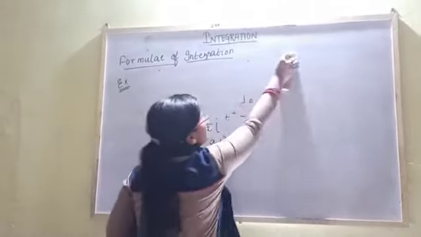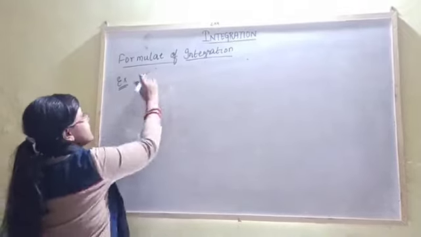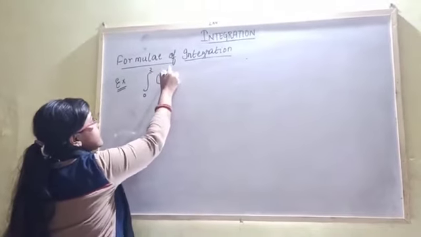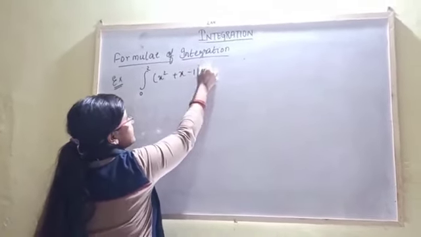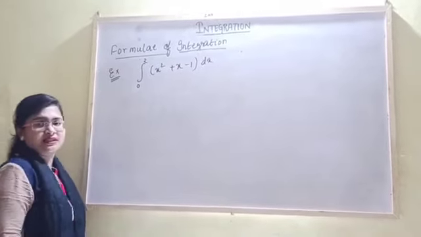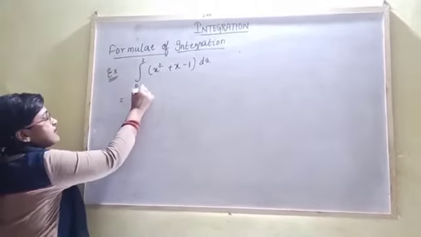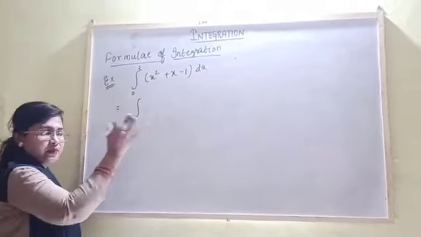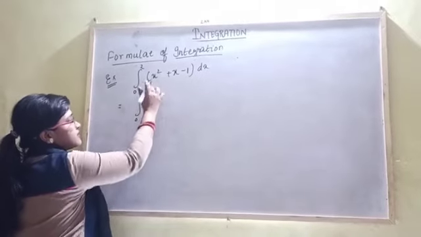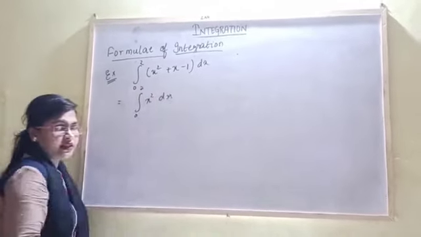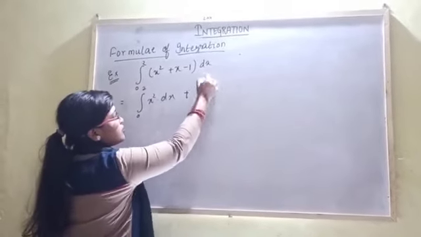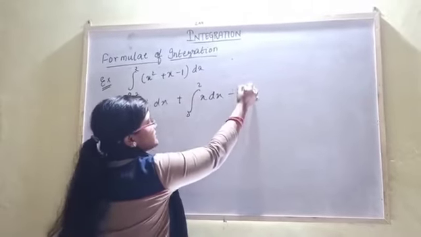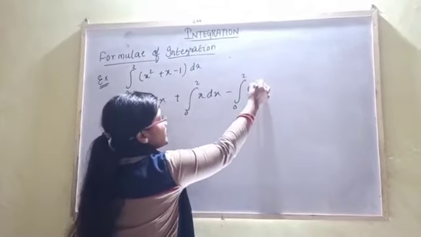If the question comes like this. Now let's try one more example. Integrate from 0 to 2 of x square plus x minus 1 dx. Clear? We have to integrate the given question. Very easy. Integrate this by using the addition formula by separating it. So integration from 0 to 2 of the first term x square dx, plus integration from 0 to 2 of the second term x dx, minus integration from 0 to 2 of 1 dx.